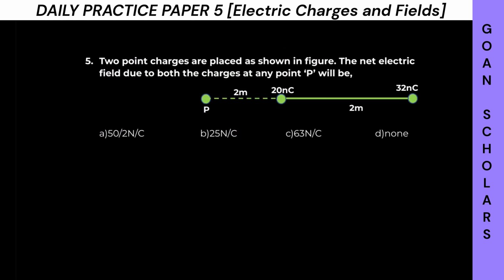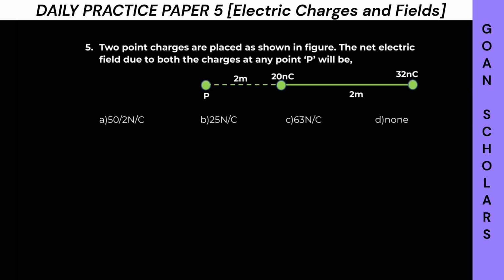Question number 5 says 2-point charges are placed as shown in the figure. The net electric field due to both the charges at any point P will be. So you are given the first charge over here, 20 nanocoulombs, and another charge over here, 32 nanocoulombs, both separated by 2 meters. We have to find the net field at any point P over here.